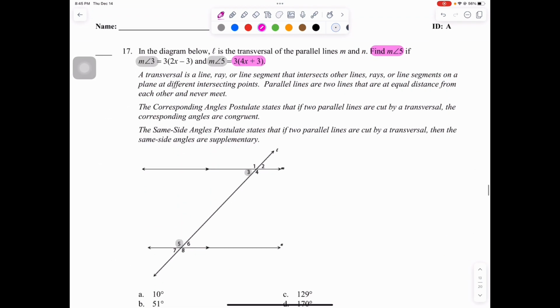Moving forward to 17, yes, we are going to continue with this stuff for a little bit. I know it gets old. In the diagram below, L is the transversal of the parallel lines M and N. Find the measurement of angle 5. Woohoo!